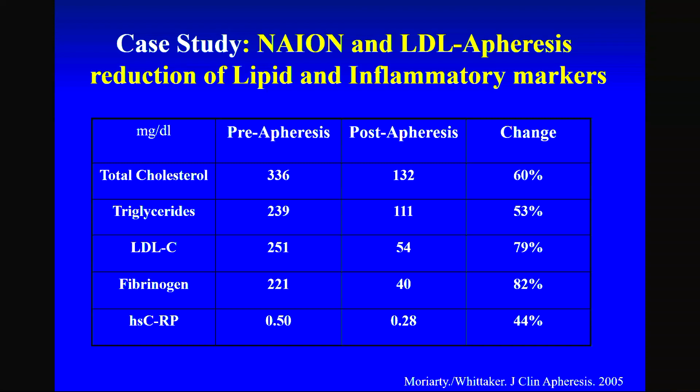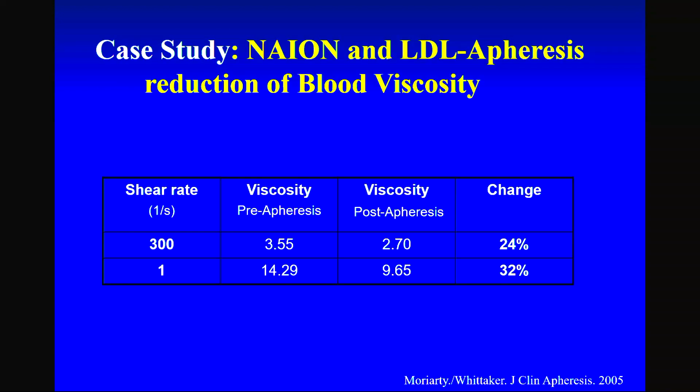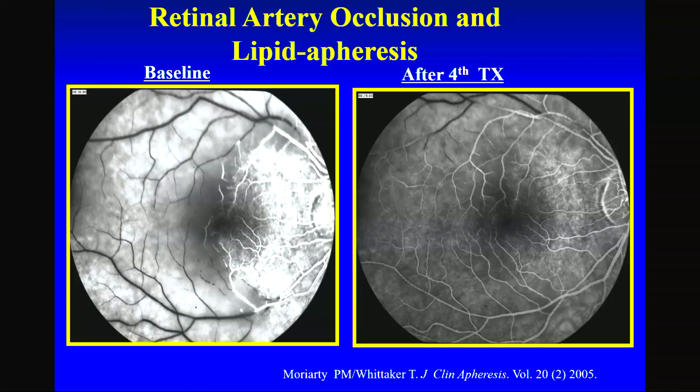Cholesterol went from 251 down to 54, so almost an 80% reduction. I also looked at viscosity changes, and her blood viscosity at a high shear rate went down by 24%, and at a low shear rate, which is the most viscous part, it went down by 32%. And this is her angiogram before. You can see this cobblestone look? That was read out by the radiologist as high viscosity occlusion. That's why this person was getting blindness. And this is after 4 treatments. Vision returned.